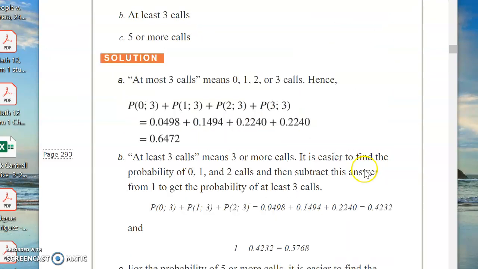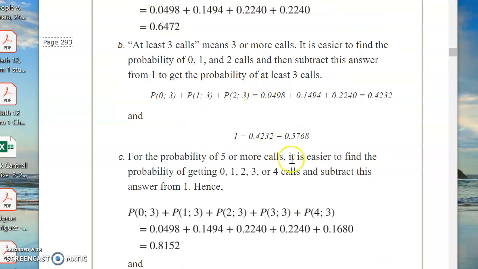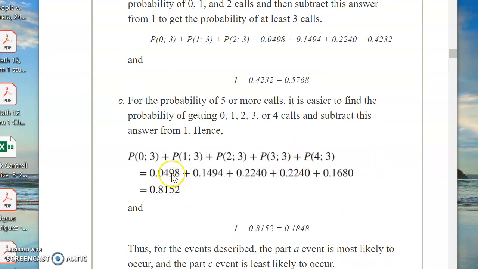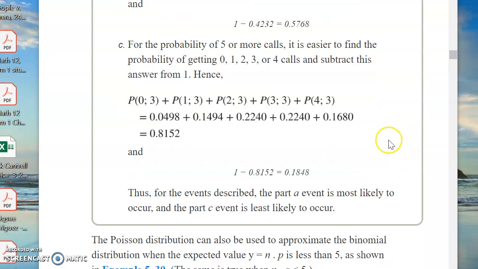5 or more, same exact concept. 5 or more calls. It's a lot easier to calculate the probability of getting 0 calls. That's right here. The probability of getting 1 call, that's right here. Probability of getting 2 calls, and so forth. And then you subtract that answer from 1. So that's what he's doing there, okay?